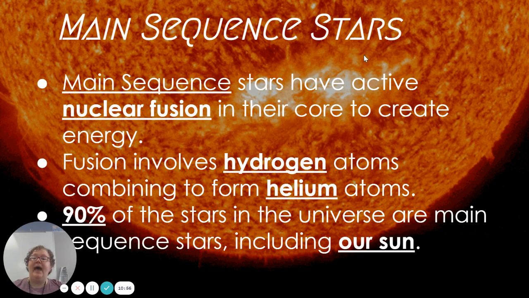Main sequence stars have active nuclear fusion happening in their core to create that energy, right? Actively happening to create energy, create light, create heat. Fusion is going to involve hydrogen atoms combining to form helium atoms. About 90% of the stars in the universe are main sequence stars, including our sun. So our sun is currently a main sequence star.